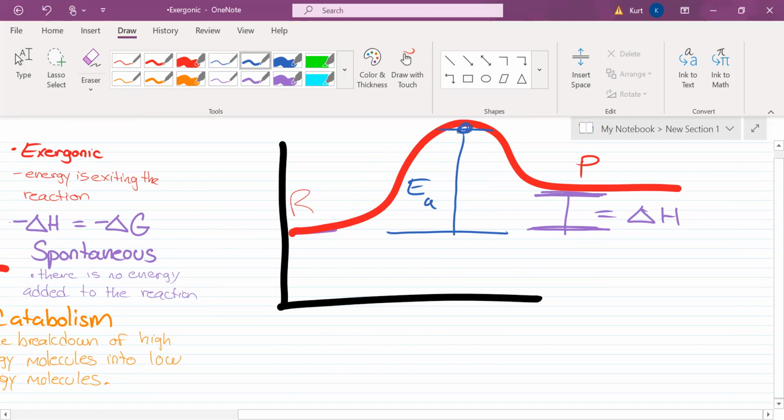This very top, guys, is called your activated complex. So the very, very tippy top of that energy spike is called your activated complex. The energy difference between your reactants and your activated complex is called your energy of activation or just activation energy.